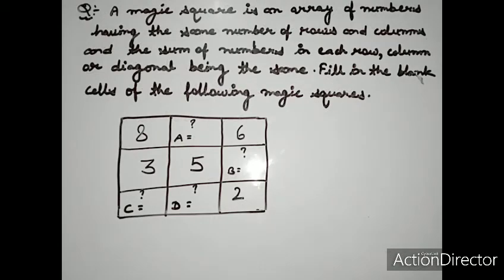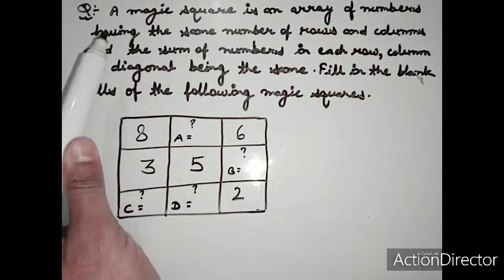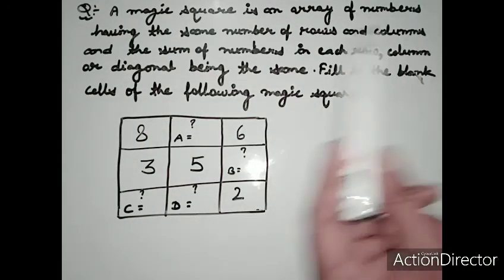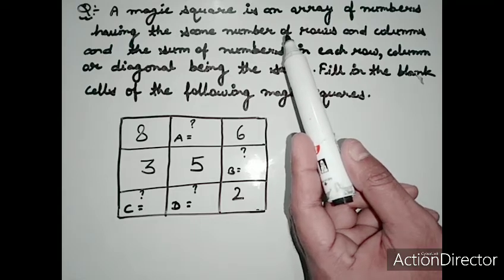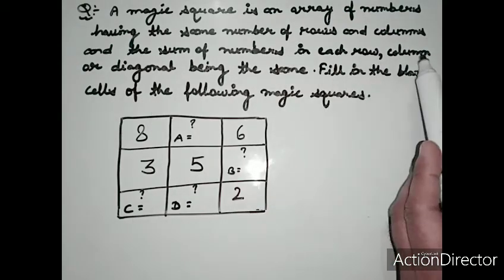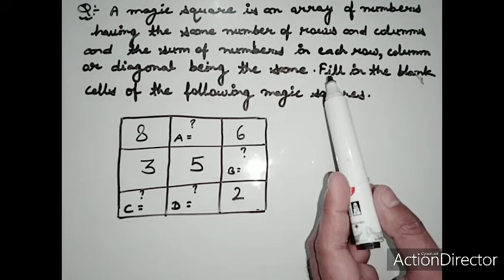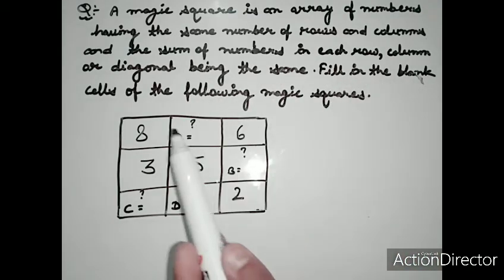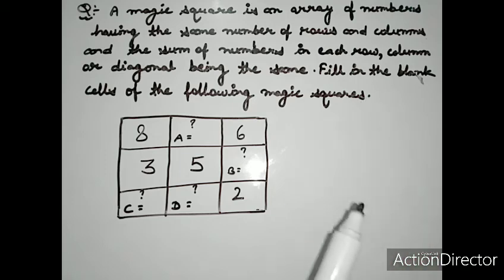Now students, here we take another question related to magic square. A magic square is an array of numbers having the same number of rows and columns, and the sum of numbers in each row, column or diagonal being the same. Fill in the blank cells of the following magic square.